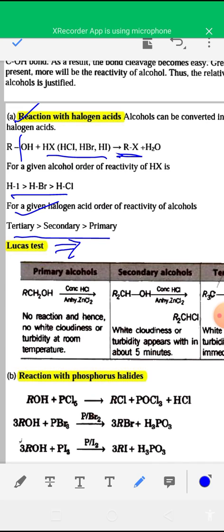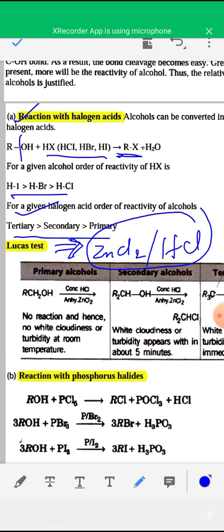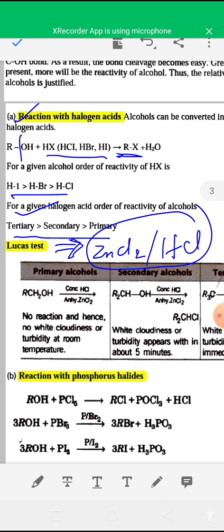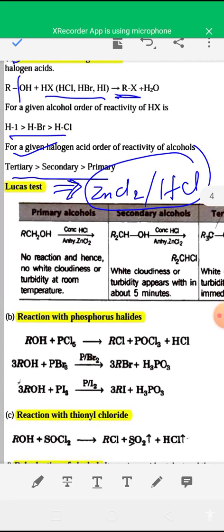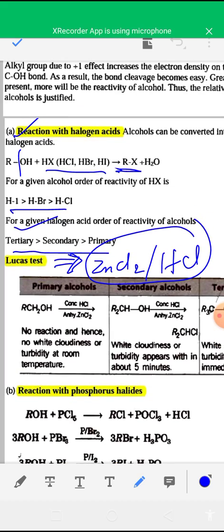And you have to remember what the Lucas reagent is. Anhydrous ZnCl2 and concentrated HCl is known as Lucas reagent. Using Lucas reagent, you can differentiate different types of alcohols: primary, secondary, and tertiary alcohols. The general formula of primary alcohol, you know, is RCH2OH.